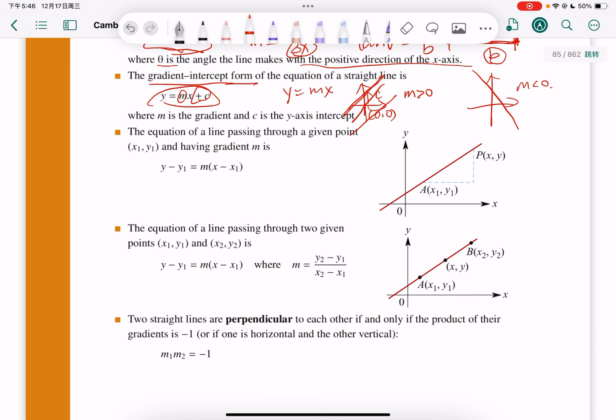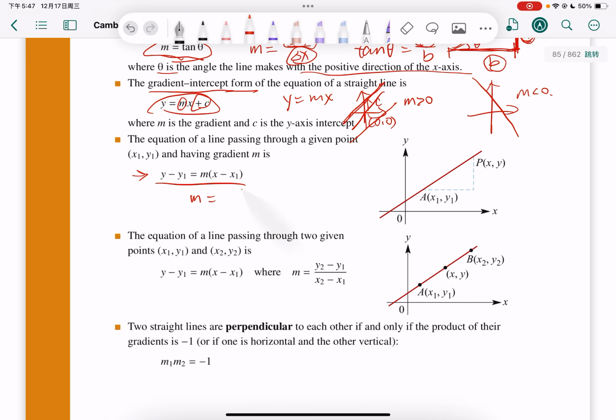Another way to represent the line, another expression, will be like this. This is actually coming from the gradient definition. So m is equal to delta y on delta x. For any point, if we already know a point A, which is (x1, y1), and any other point along the line other than point A, we call it P with (x, y).